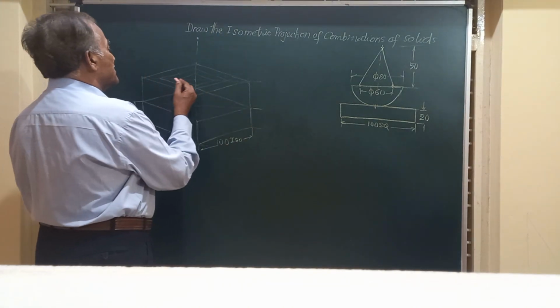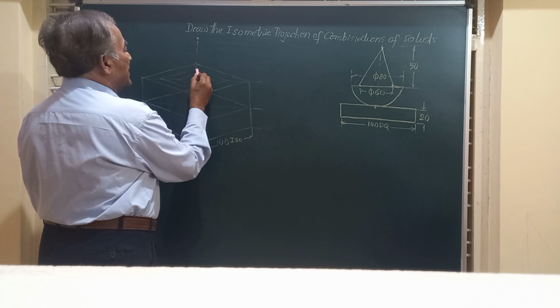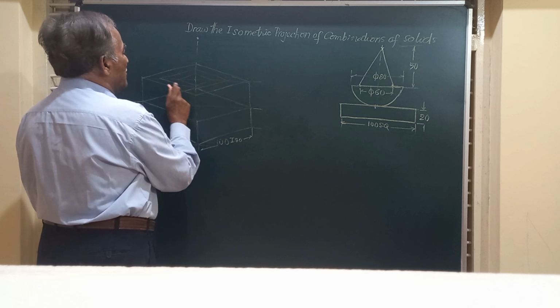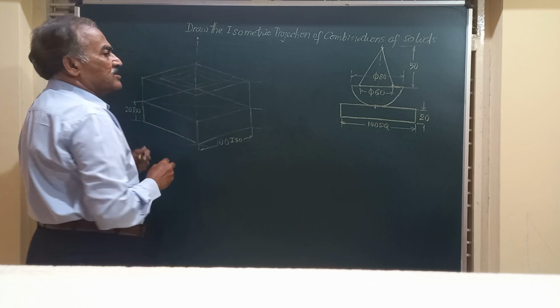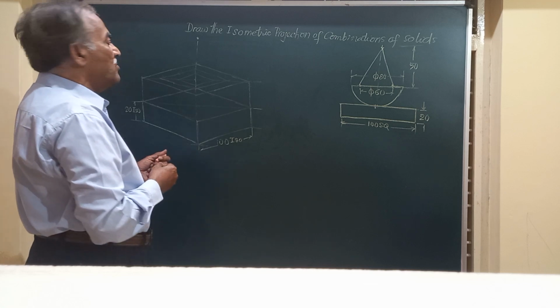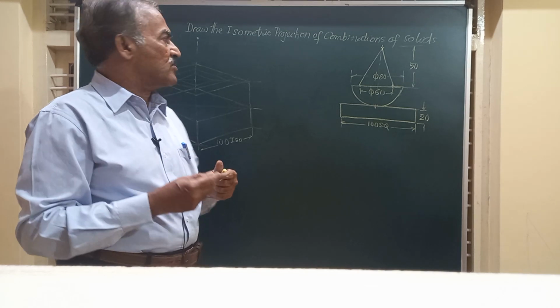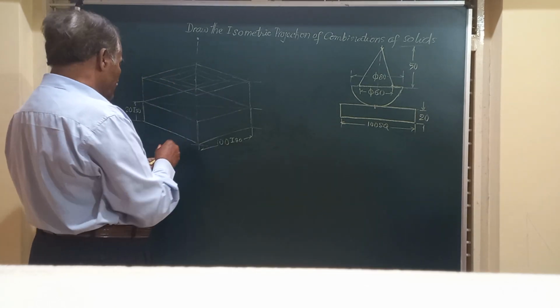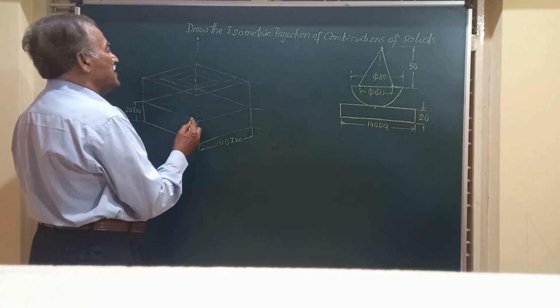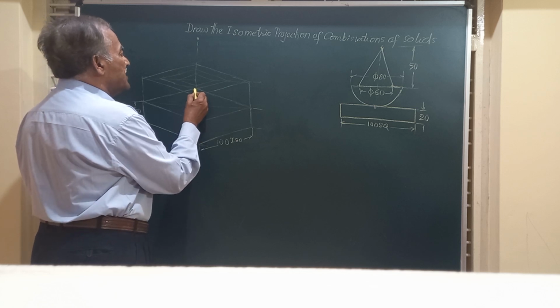So I have shown this by these lines, friend. This line, this and this. They have a measurement of 80 millimeter. Friends, now to obtain the isometric projection of that circular face, the method is very simple, friends. Please follow carefully.